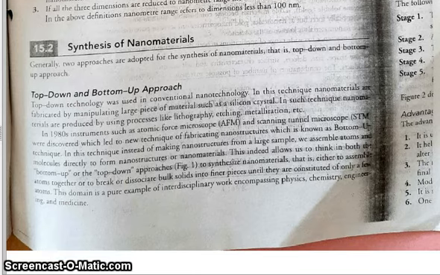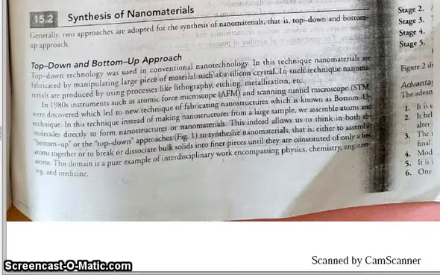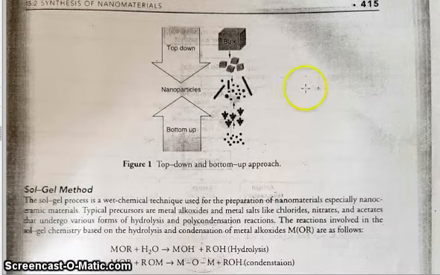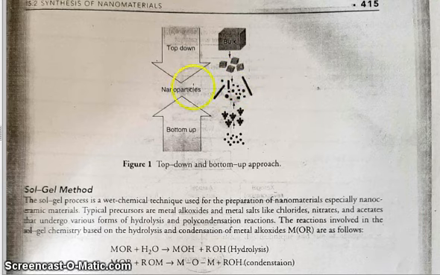Right. So next is the flow chart of the top-down and bottom-up approach. In the top-down case, the bulk material is dissociated or crushed into fine particles, and in the bottom-up approach, fine atoms or molecules are assembled together to form nanoparticles, right? So these are two approaches: top-down approach and bottom-up approach, right?